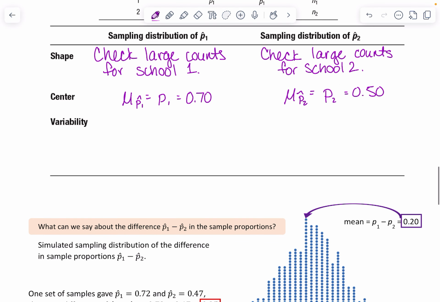Now, variability, technically, when we combine two groups, like means, it was pretty straightforward. If it was adding, you add them. If it was subtracting, you subtract them. Standard deviations, you would have to square them, add them, square root them. While that technically is still true, I'll show you the one formula that you can use in this case so that you don't have to find two standard deviations and then square them, add them, square root them. But what you do need to do is check the 10% condition for both. So check the 10% condition for school 1, and check the 10% condition for school 2.